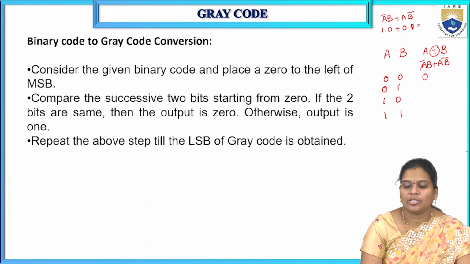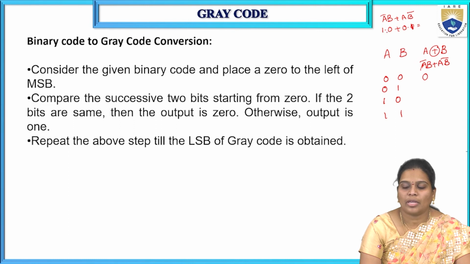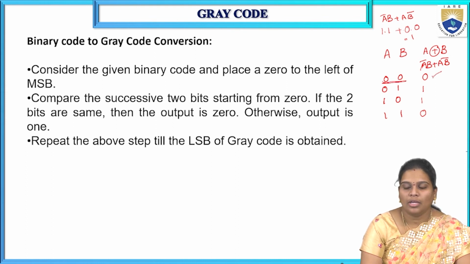Next, A equal to 0 and B equal to 1. A bar is 1, B value is 1, and B bar is 0. So 1 into 1 is 1, and the output is 1. For A equal to 1, B equal to 0, the output is 1. For A equal to 1, B equal to 1, the output is 0. So when both inputs are the same, the output is 0. When both inputs are different, the output is 1. So remember the XOR gate truth table.